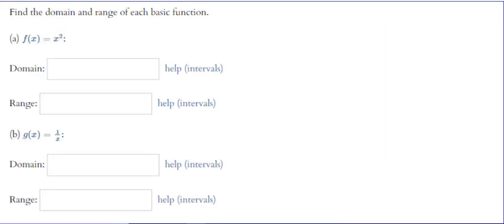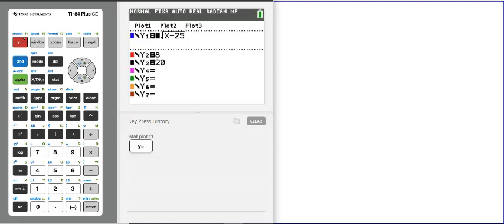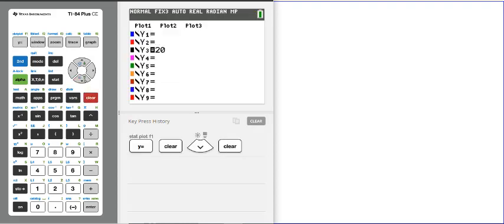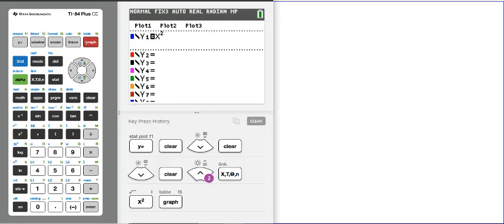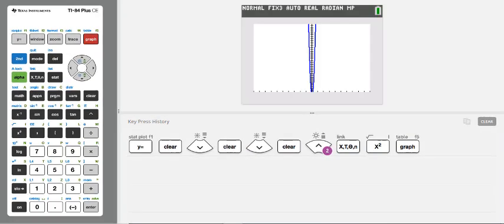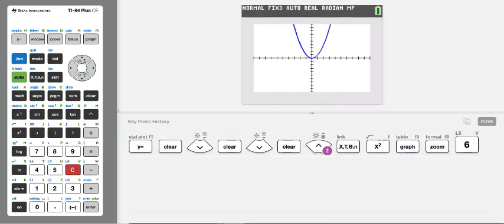All right. So I want to look at this one. We're going to graph them so you can kind of see them and go from there. Clear. We're going to graph the first one, which is x squared. We're just going to hit graph. And now I want to do Zoom 6 because I want a standard view.